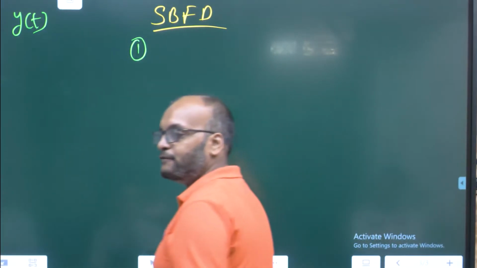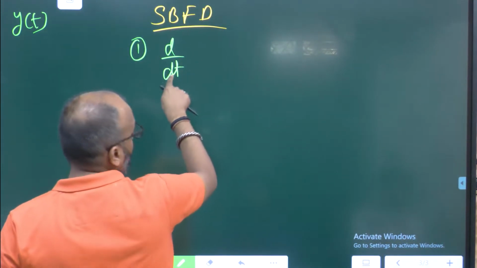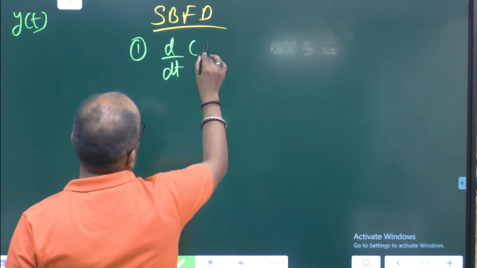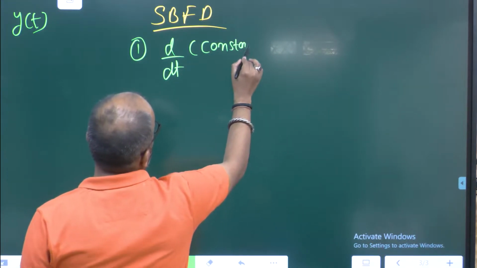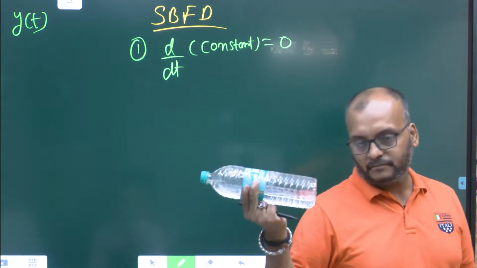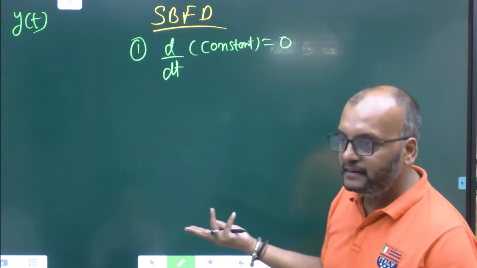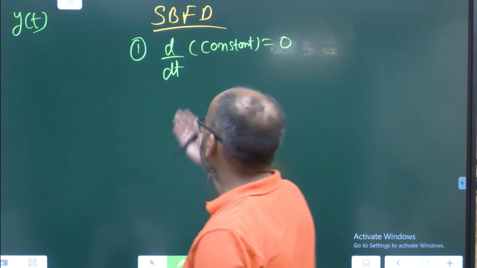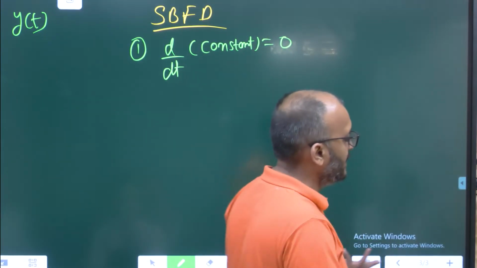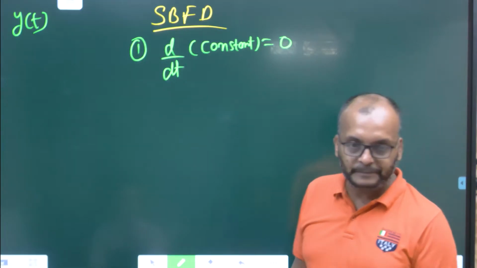So if you cannot differentiate it with respect to any variable, the differentiation of a constant with respect to any variable, the one written in the denominator, will be 0. You can't divide this bottle with respect to time. You can't divide the air in this room with respect to length. This is absurd. Constant is not dependent on anything, dear. Then how can you differentiate it with respect to a variable? So it will be 0. Understood?